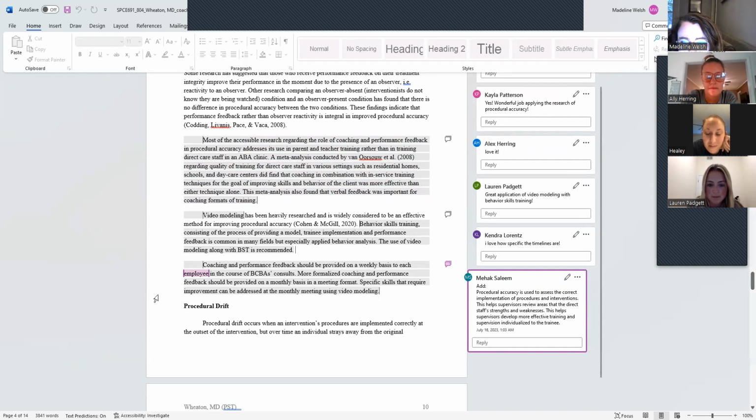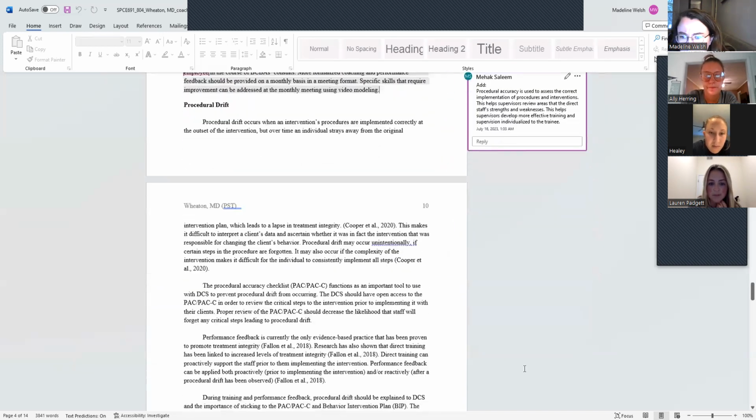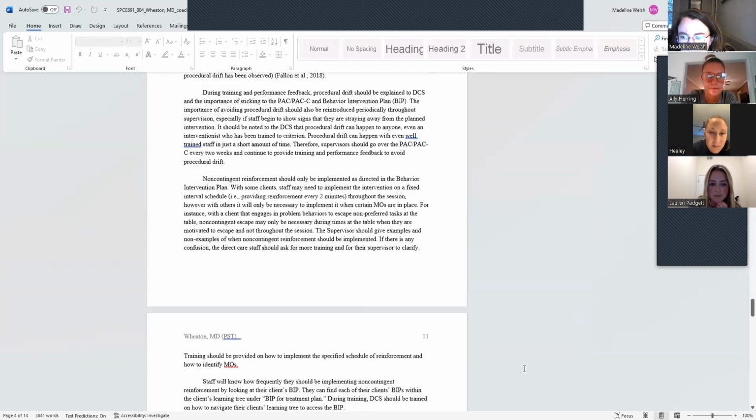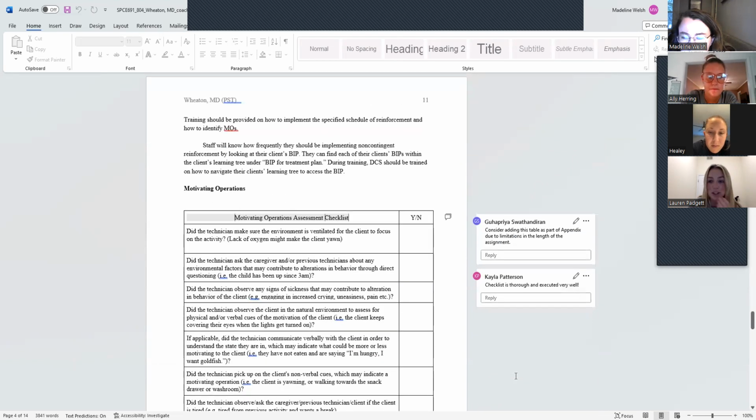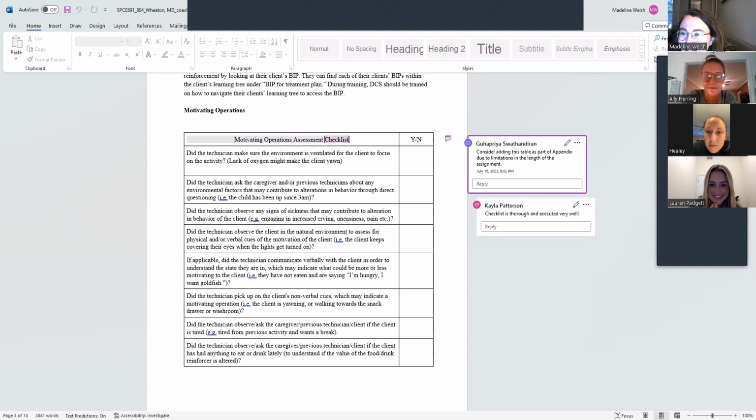Where is this? Over here. Procedural accuracy. Oh, so is this just adding in a more in-depth description? Yeah. So that page was good. All right.